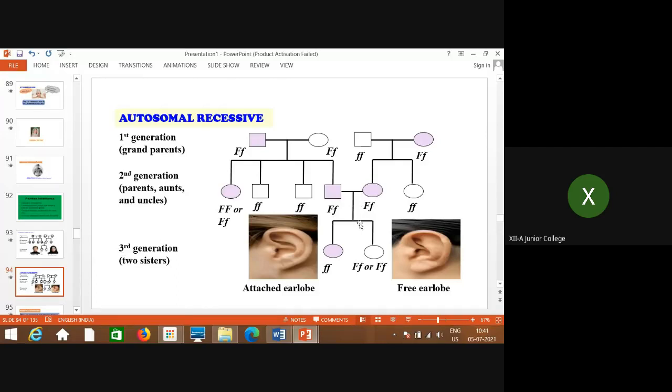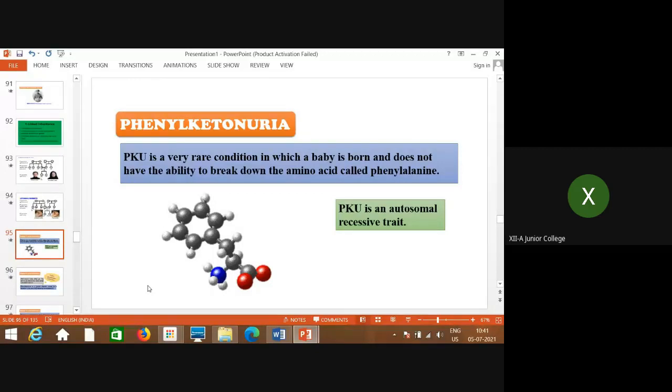That means you can come to know that this is an example which is not related to the sex of the child. That means it is autosomal, and attached earlobe is expressed only when it is in the homozygous recessive form. And if it is homozygous dominant or heterozygous, it is observed as free earlobe. So this is another example of autosomal inheritance. One example we discussed was about the dominant, and this attached earlobe is recessive. So we have discussed both the examples.